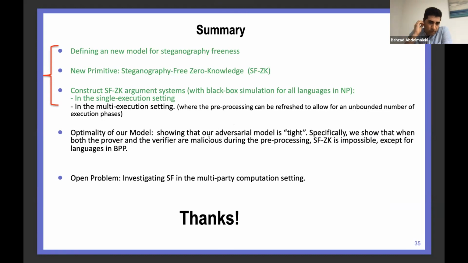I have one brief question. In your construction, you rely extensively on sub-exponential hardness. Can you comment on whether it might be possible to build steganography-free zero knowledge using polynomial hardness assumptions?